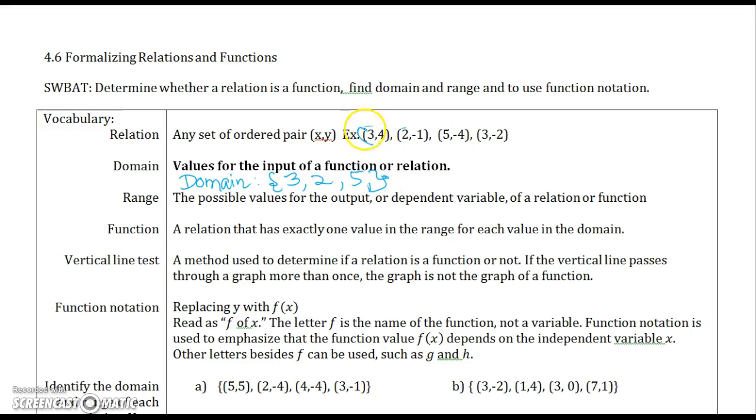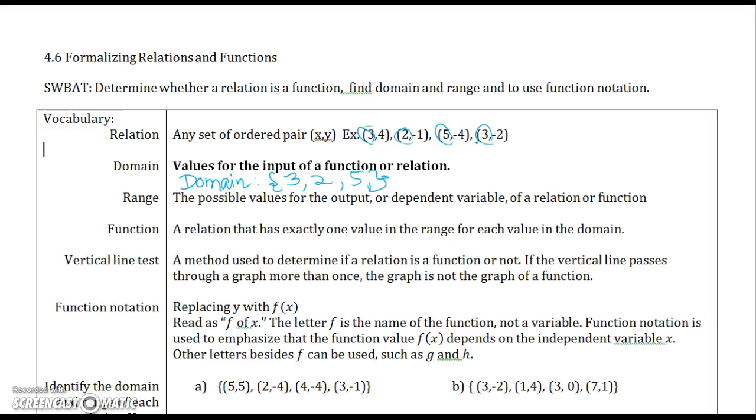So your input values are the first portions of them, the x portion, which is also known as your input values. The range are the possible values for the output, or the dependent variables. Those are the y, because y depends on the x's of a relation or a function.